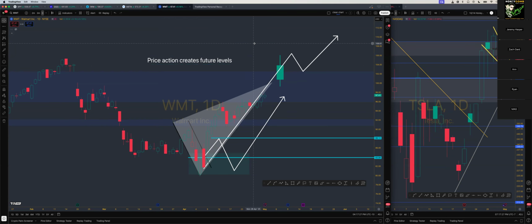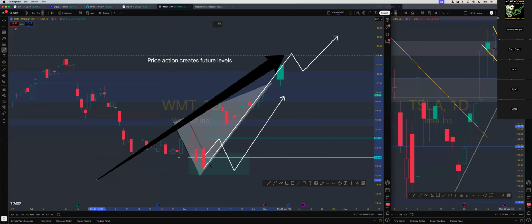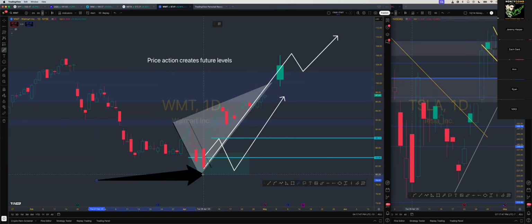Now, price action creates future levels. So bears and bulls were fighting here, and bulls said for 2 weeks, we're not going to let it go lower. Bears came strong, brought it lower. Bulls came stronger, fortified their troops, took it higher. Obviously, we just saw this happen.